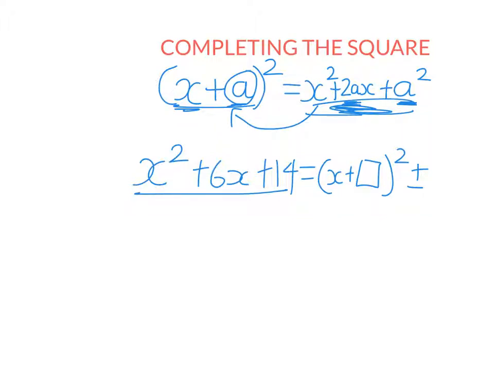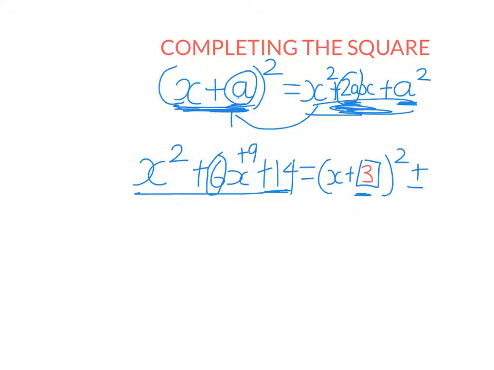Notice that if I want to put x plus a number squared, as I said before, if I double that number, then I get the coefficient of x. So the coefficient of x is double the number that goes in the brackets. In this case, the number I need to put there is 3. But if I put a 3 there, because 3 squared is 9, I would need a positive 9 here, but I've got a positive 14.